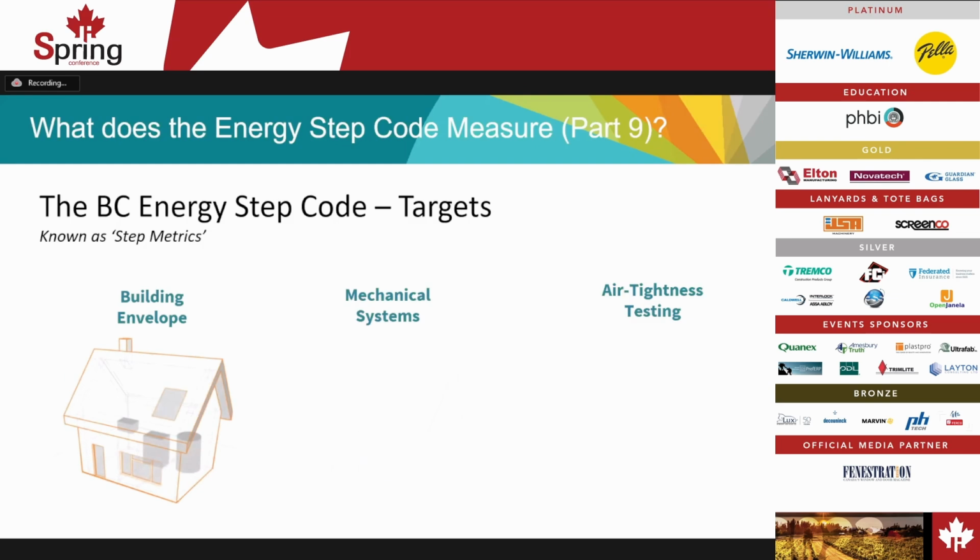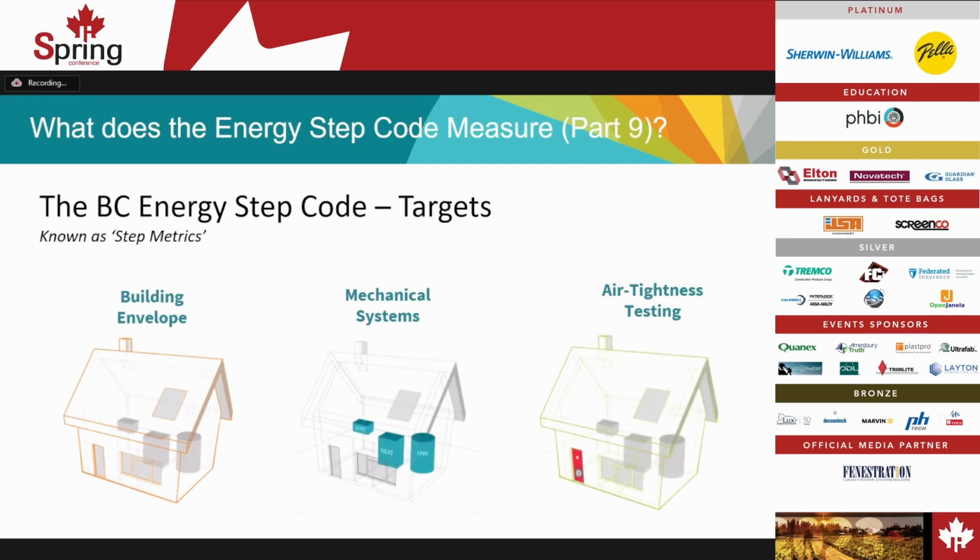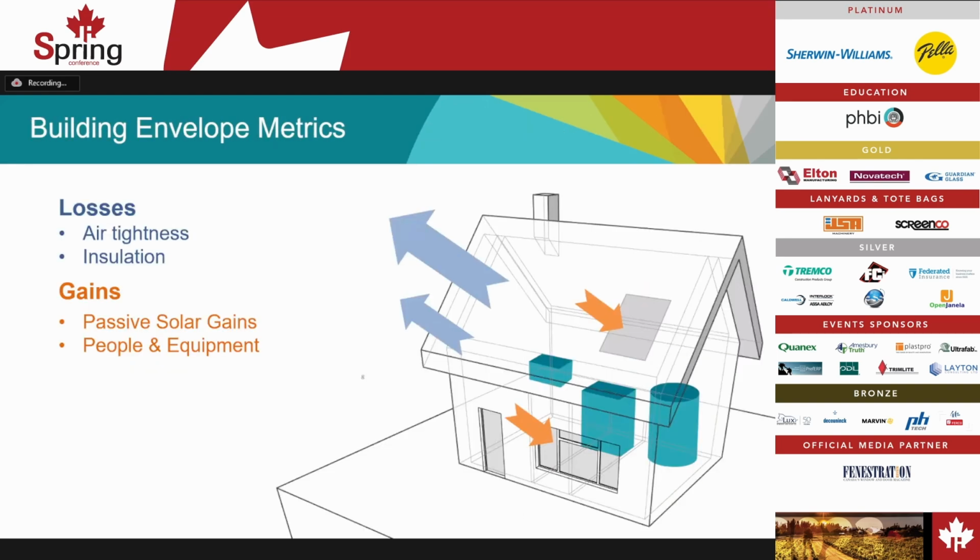So there's basically 3 metrics that we have to adhere to under Part 9. I'm going to be focusing mainly on Part 9 of this presentation today. We got the building envelope metrics, mechanical and system metrics, and air tightness. Scott touched on this one, but I thought I'd just quickly go over this one more time.